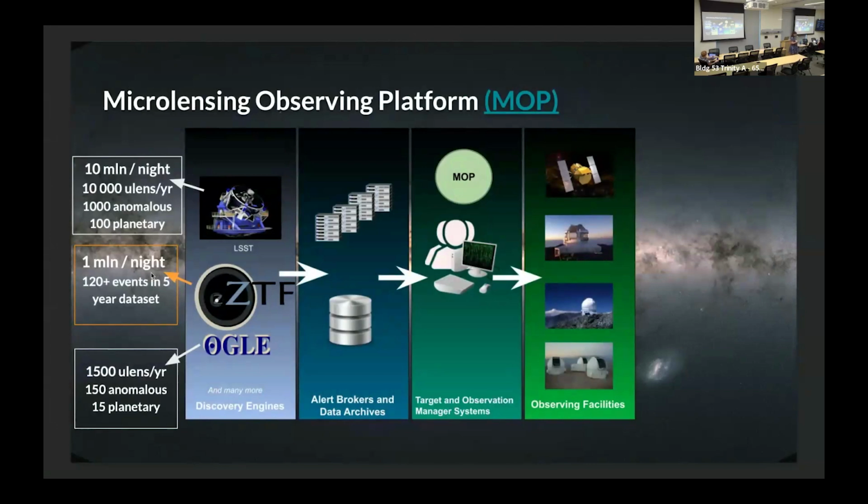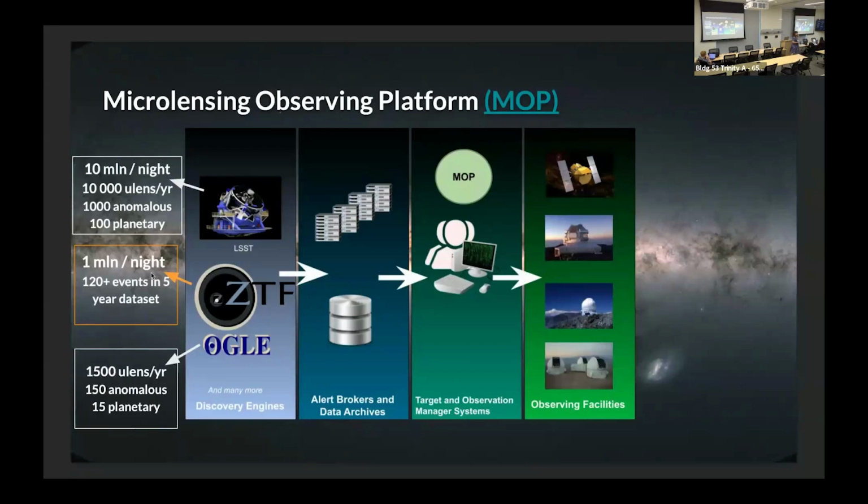In this slide, I would like to point you to the volume that we are currently dealing with, and will be dealing with in the near future once LSST comes online. Currently, we are observing a couple of thousand microlensing events per year. This is the number of events which can be covered by the wide microlensing community, with 150 anomalous events and 15 planetary events per year.